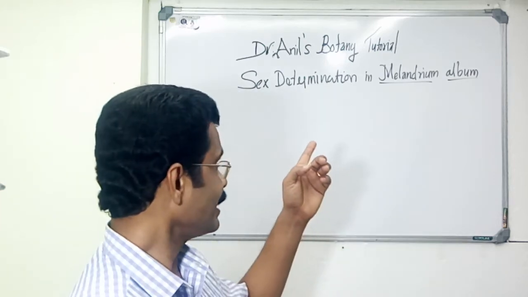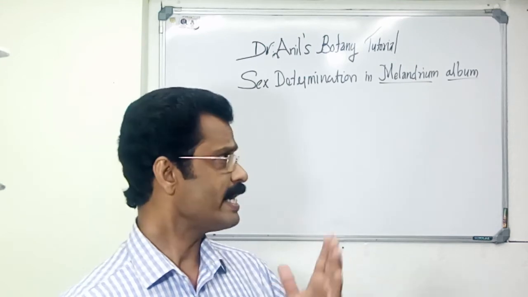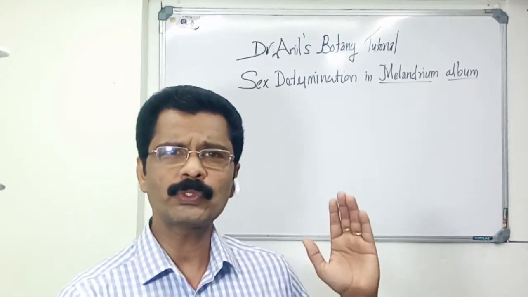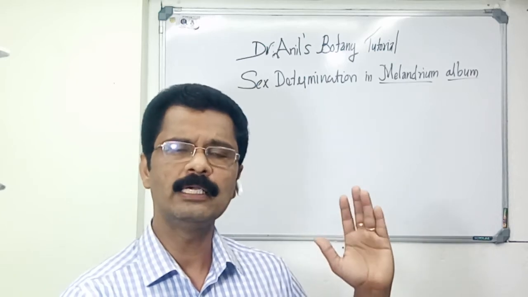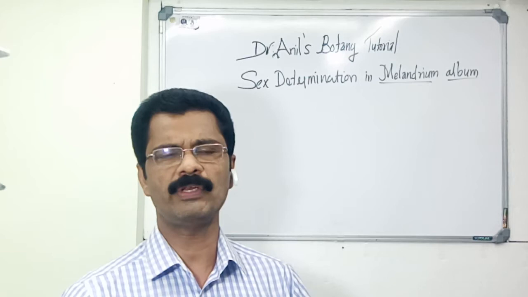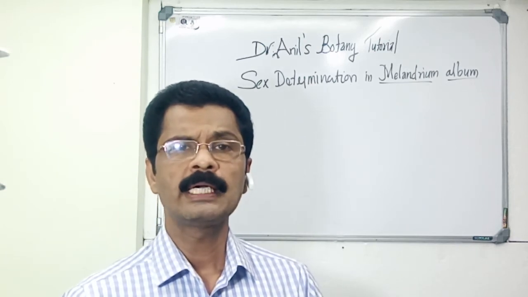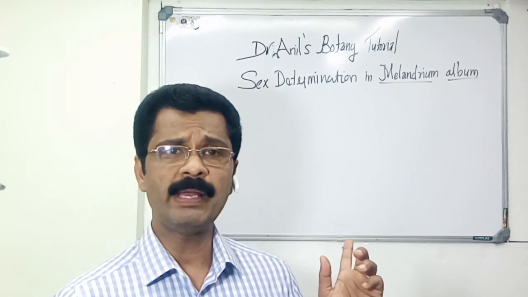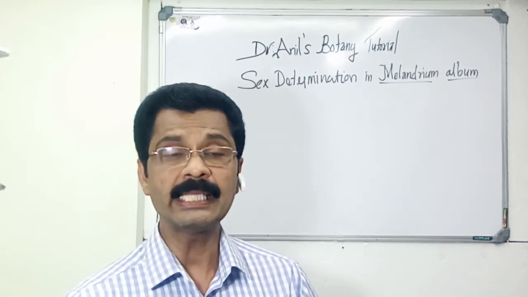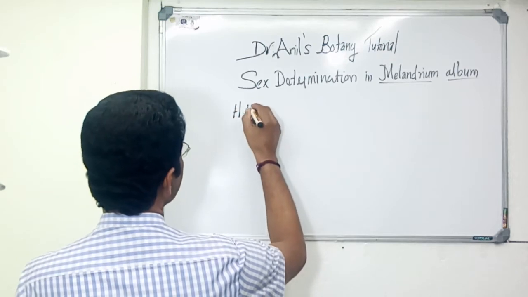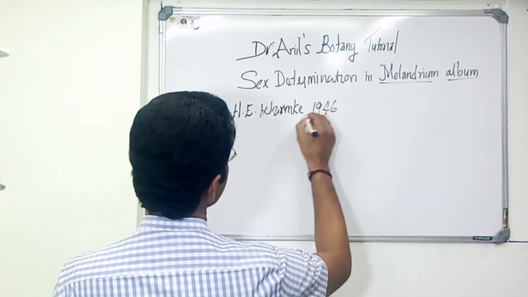But sex determination in Melandrium album, this plant belongs to the family Caryophyllaceae, is a very interesting one. Here the mechanism is also XY type of sex determination, exactly similar to what we have seen in human beings and eye color in Drosophila. This particular plant, Melandrium album, was worked out by H.E. Warmke, W-A-R-M-K-E, in the year 1946.